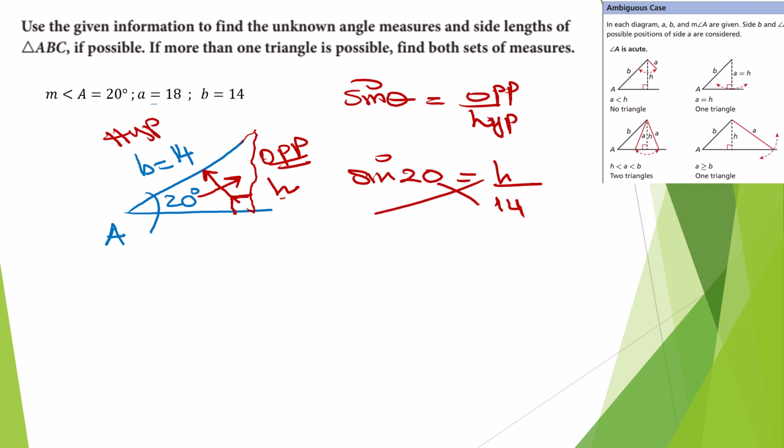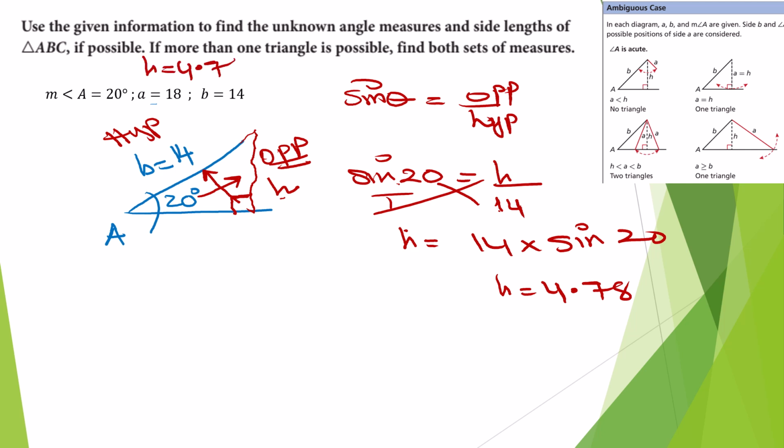Now cross multiply. So sine 20 times 14, right? So I will write here height times 1 is h, and 14 times sine 20. Write in the calculator first that 14 times sine 20 gives me 4.78. So I am writing here height equals 4.78.